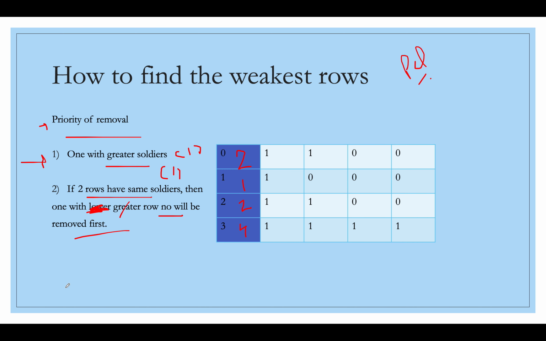So what we will do, we'll create a priority queue, and we'll have a comparator which will work in the way that the one with the higher number of ones will be removed first, and if two rows happen to have the same number of ones, then the one with the greater row index will be removed first. Let's take the case where k is given to us as 3, or let's take a simpler one where it is 2.